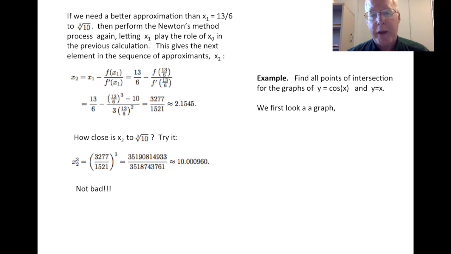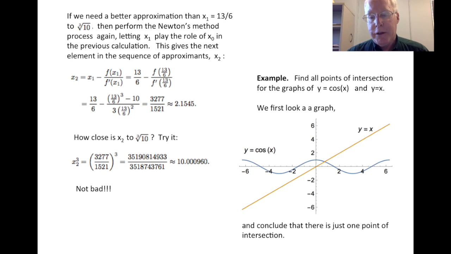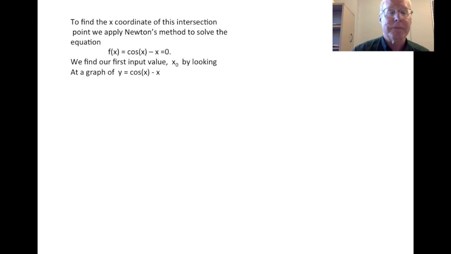So let's take a look at the graph and see what we can learn about the solution here. So there's the graphs of the two functions, not quite drawn to scale, the cosine and the line, and we can see that it looks like they only intersect in one point. So there's just going to be one point of intersection, so you only have to find that one intersection point. And we'll use Newton's method to do that.